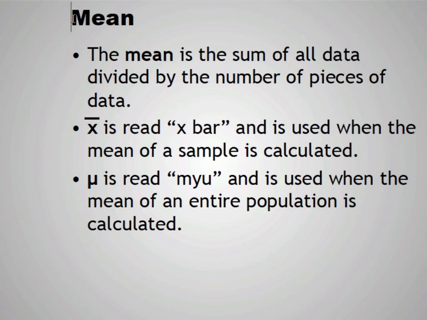So the first one we want to talk about is the mean. The mean is the sum of all data divided by the number of pieces of data. Now we have two different symbols to represent mean. One is X bar, read X bar. It's just a little X with a bar on top, and it's used when the mean of a sample is calculated. The other symbol is a little Greek symbol, and we read it mu. This is used when the mean of an entire population is calculated.